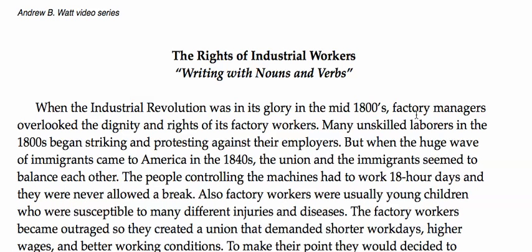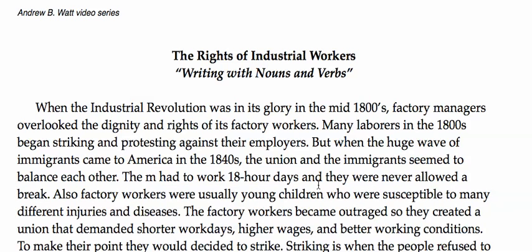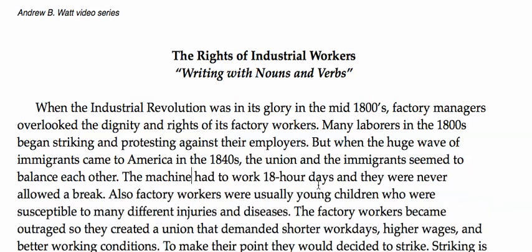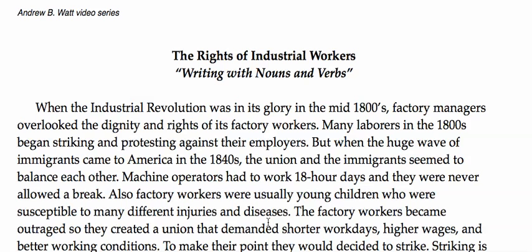I'm going to take both of these out for our purposes because we're talking about writing with nouns and verbs, and both of those are adjectives. The people controlling the machines, again, are machine operators. And we can simply say machine operators had to work 18-hour days and they were never allowed a break.